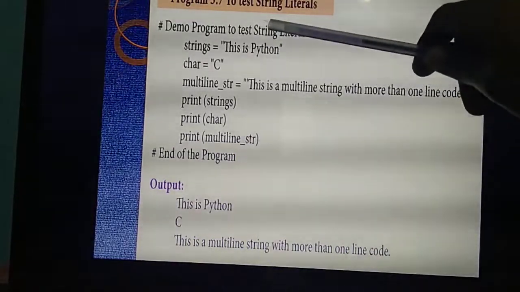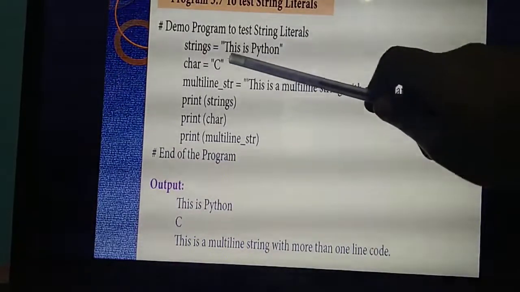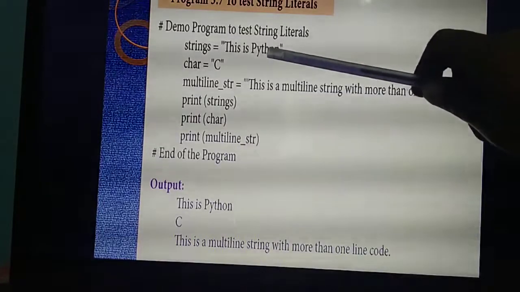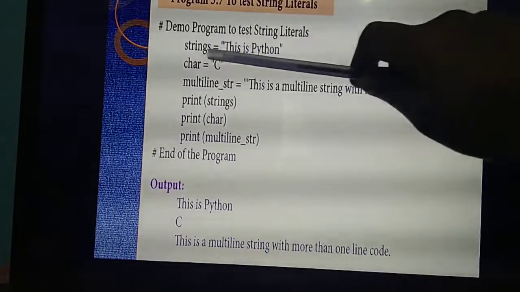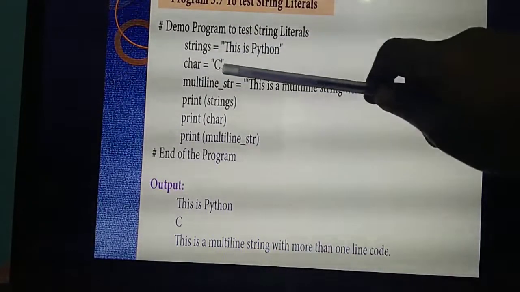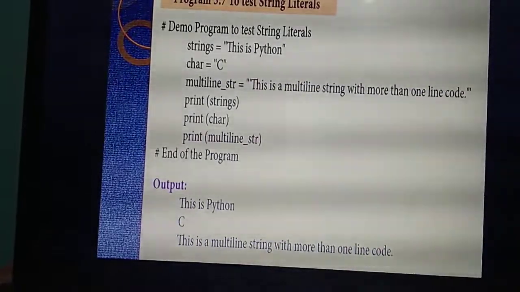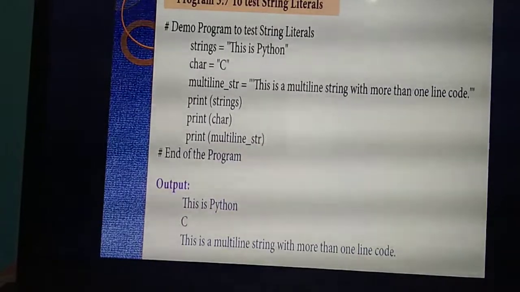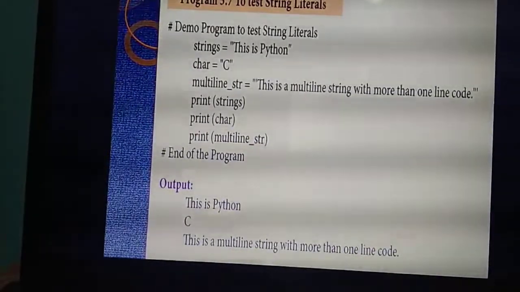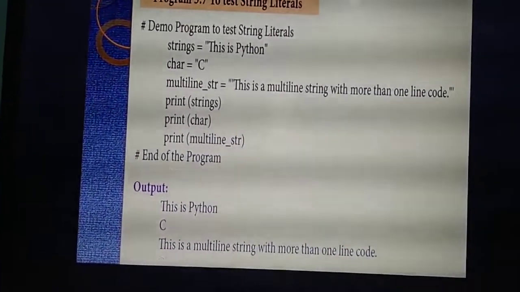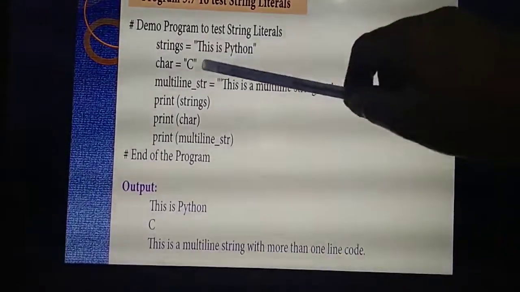Understand the difference between these three? First, this is a symbol, a collection of three words, strings, I have given inside double quotes. Here also a single character, so I am giving inside double quotes. Next, one big sentence, so I am giving inside which one? Triple quotes. Understand? Understand triple quotes? Yes.